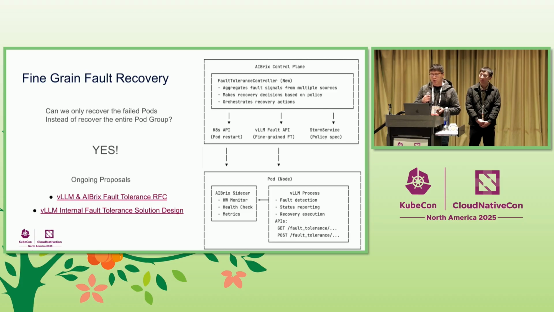On the control plane side, Kubernetes can aggregate the fault signals from multiple sources, mainly the vLLM engine level signals, and then apply the policy, choose the recovery actions and orchestrate them. So this is a joint effort between the inference engine and the control plane on Kubernetes. Both work together to give a complete, faster recovery solution.